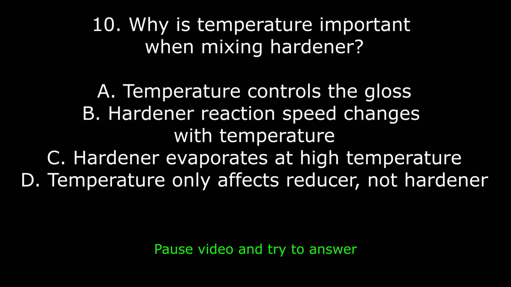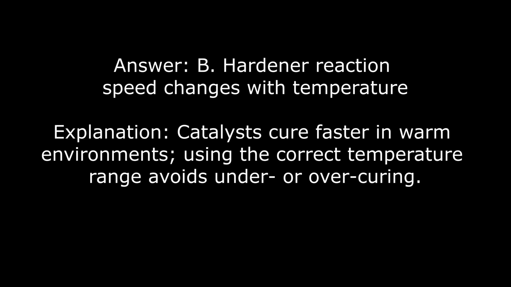10. Why is temperature important when mixing hardener? A. Temperature controls the gloss. B. Hardener reaction speed changes with temperature. C. Hardener evaporates at high temperature. D. Temperature only affects reducer, not hardener. Answer: B. Hardener reaction speed changes with temperature. Explanation: catalysts cure faster in warm environments, so use the correct temperature range to avoid under- or over-curing.